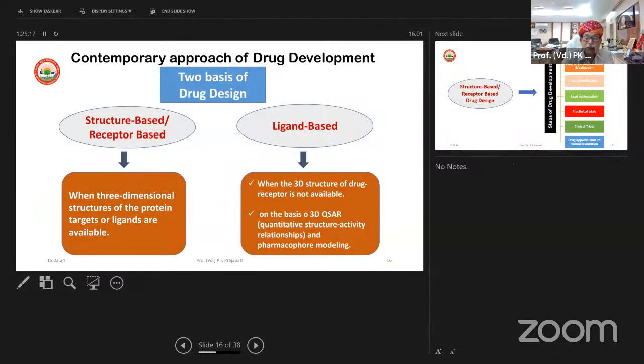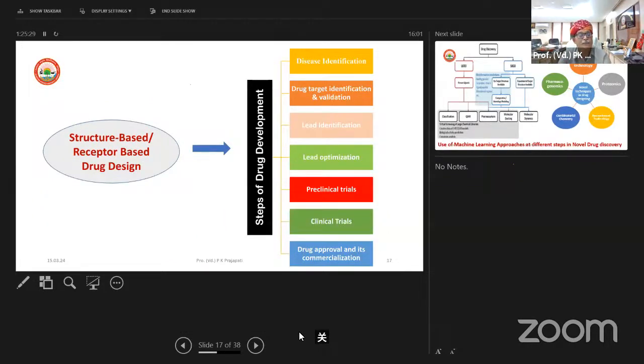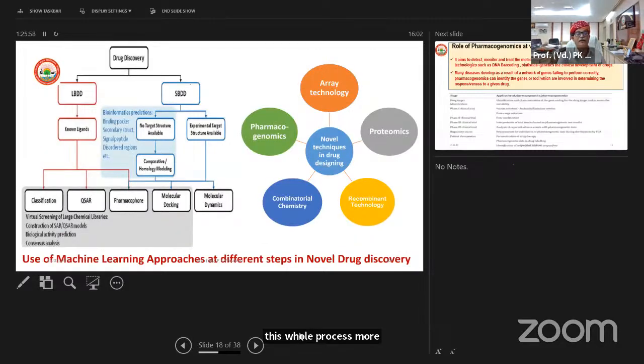Then on the basis of 3D QSAR, quantitative structure activity relationship, and pharmacophore modeling, we can design new drug development. Structure-based, receptor-based drug design generally follows these steps of drug development. There's disease identification first, drug target validation, then lead identification, lead optimization, preclinical trials, clinical trials, drug approval, and its commercialization.